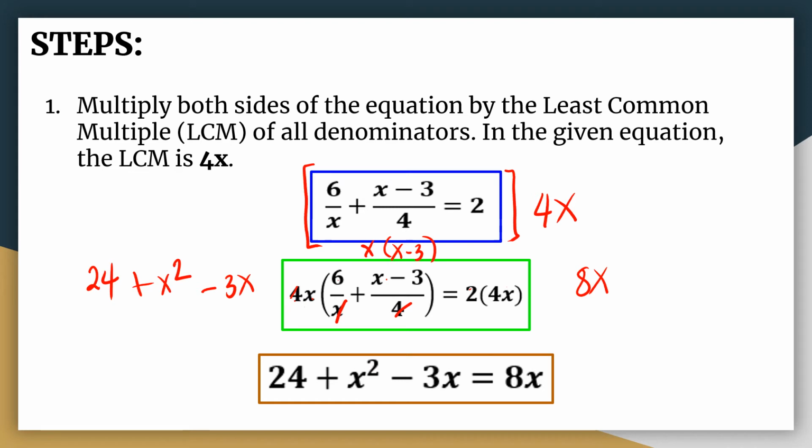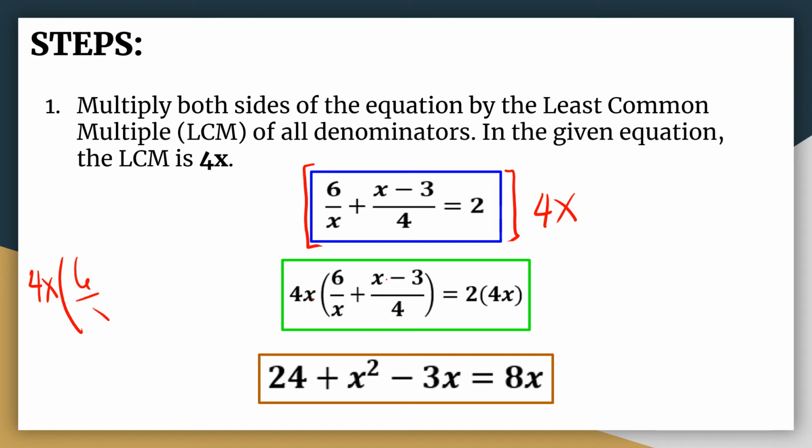Then we're just going to transpose your 8x. And let's repeat this part so that it will be clear to you. How did we get 24 plus x squared minus 3x equals 8x? So again, the LCM is 4x. Then we simply multiply both sides by 4x. So we put them side by side so you can see better: 4x times 6 over x plus 4x times x minus 3 over 4. That one is 2 times 4x.